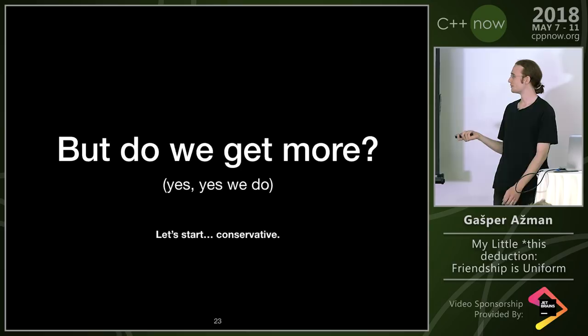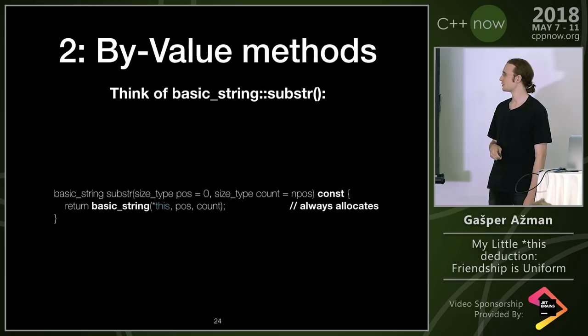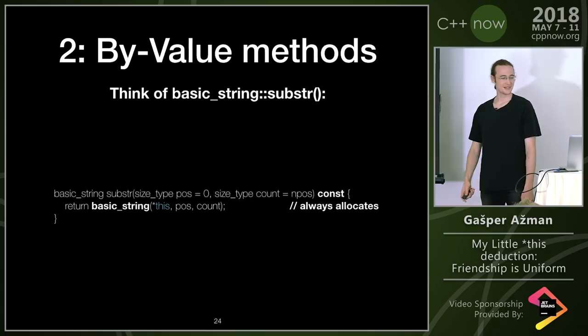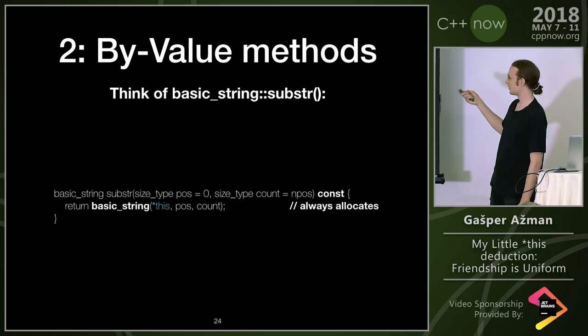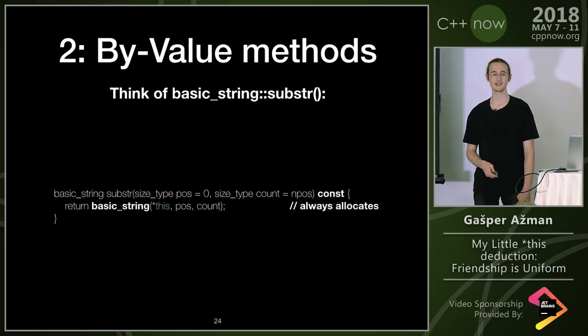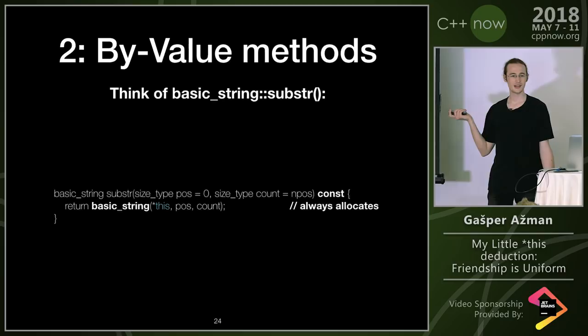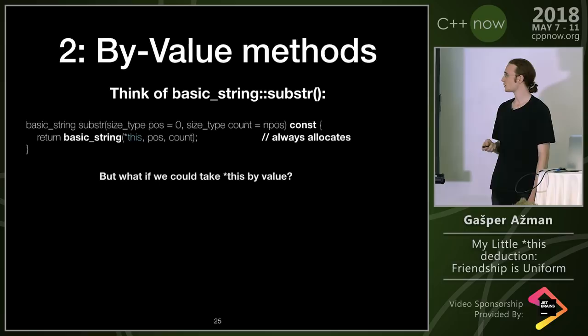But let's start conservative. People have already figured this one out. We get by-value methods if we choose to allow them. You could constrain that the parameter type is a ref type, but why would you do that? We really need them, in fact, because if you think of substr, which is somewhere inside basic string, right? Sorry, is the font too small? So substr, thankfully, is really easy to implement because you have a constructor that does exactly what you need. But it always allocates. And that's not optimal. We like optimal. So what if we could take this by value, and then this is the way we can implement substr?